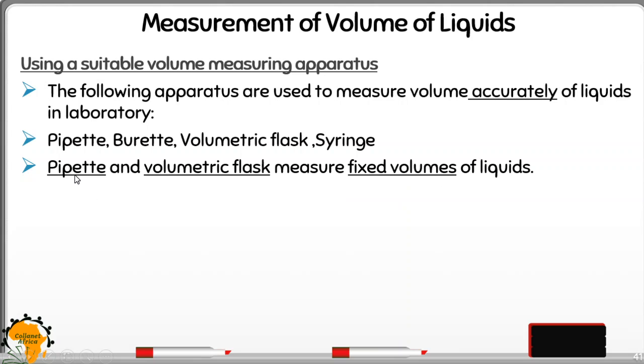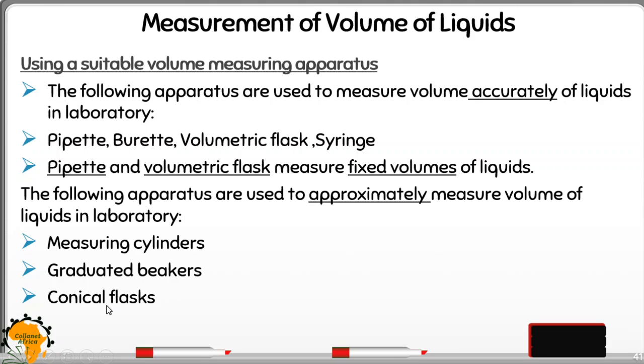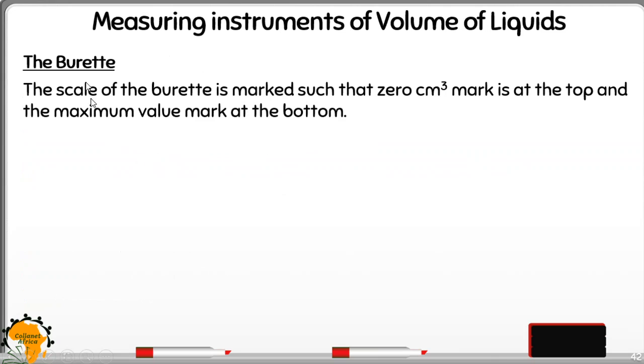For instance, you want maybe to transfer 50 ml of a certain liquid. You just pick a pipette. Or you want to transfer another volume. It is measuring a fixed volume. Then we have that the following apparatus are used to approximately measure the volume of liquids in laboratory. One, we have measuring cylinder, graduated beakers, conical flasks. These three, you use them to approximate the volume of the liquid in the laboratory, especially when you are doing experiments.